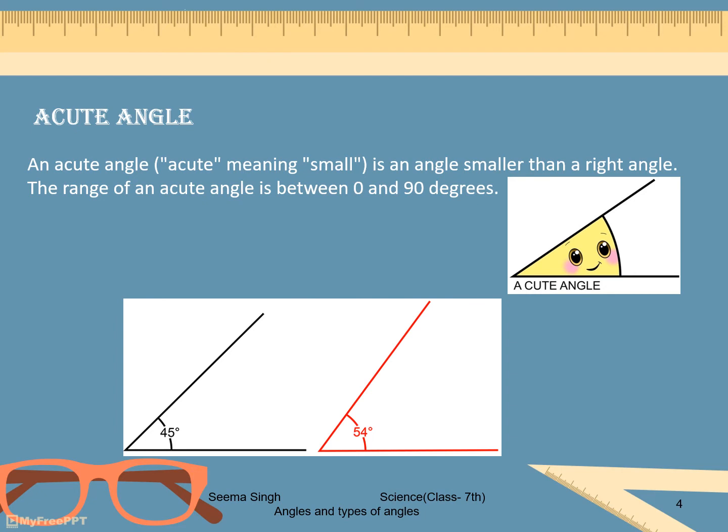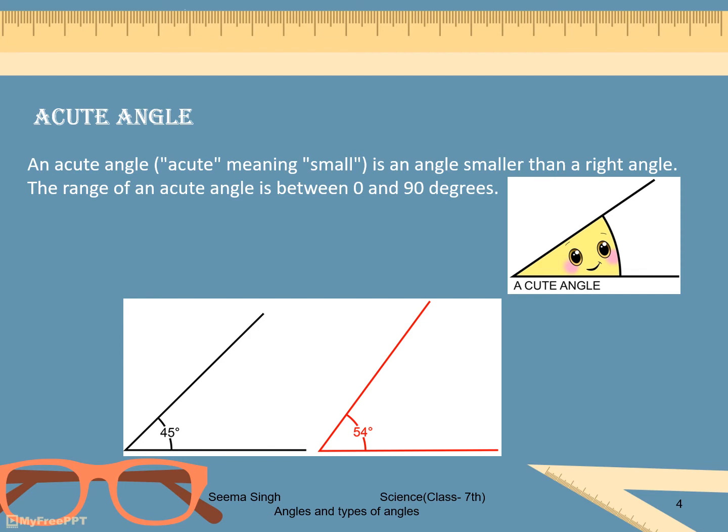So now let us try to understand these angles in detail. What is an acute angle? An acute angle, that is small. We have the word cute, meaning small. It is an angle which is smaller than a right angle, that is 90 degree, and it is greater than 0 degree. So whatever angle we have between 0 and 90 degree is an acute angle.